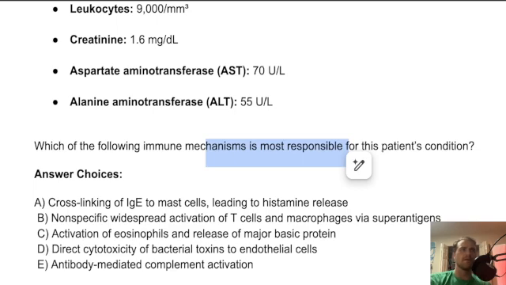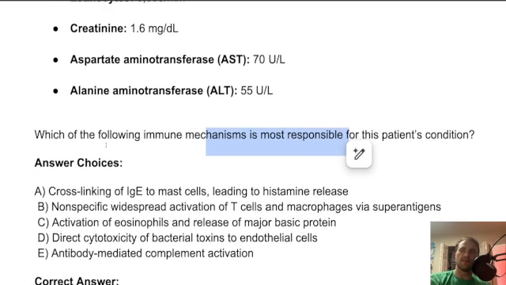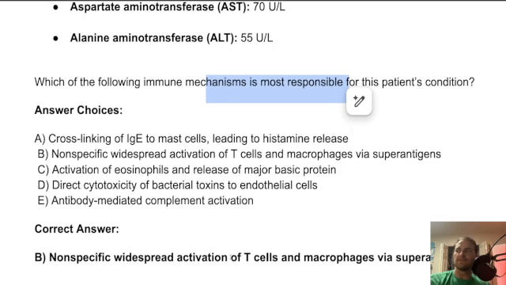All right, so we'll dive right in. Just before we do this, I want to explain a little bit about what's happening here. Toxic shock syndrome, that's what's going on. The correct answer is going to be a non-specific widespread activation of T cells and macrophages. So: fever, hypotension, diffuse rash, and multi-organ involvement. The creatinine is elevated, liver enzymes are elevated. Toxic shock.